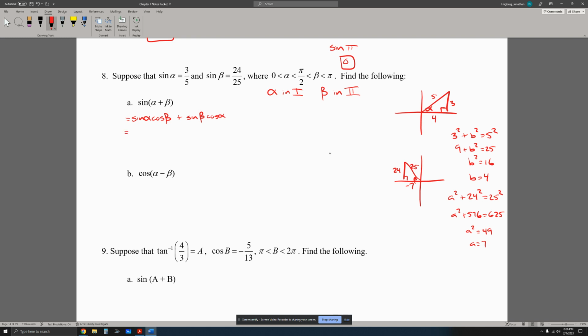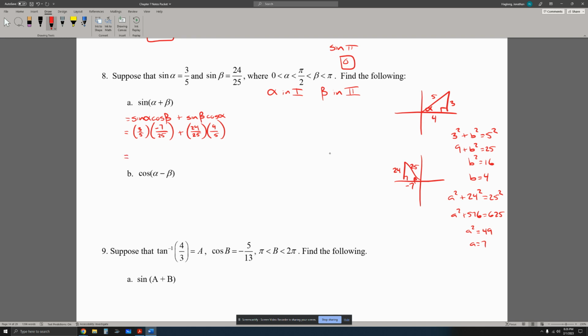Okay, so then the sine of alpha, they gave that to us. That's 3/5. The cosine of beta, looking at the triangle down here, we have the cosine is adjacent over hypotenuse, or negative 7 over 25. Plus the sine of beta, that's given to us, 24/25, but it's also opposite over hypotenuse. And then the cosine of alpha, we look at that first triangle, adjacent over hypotenuse, or 4/5.